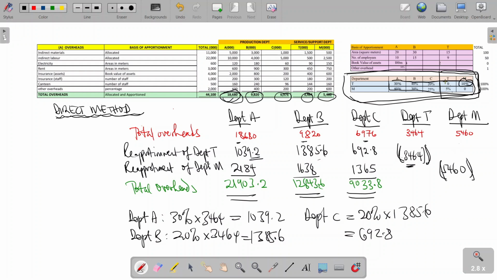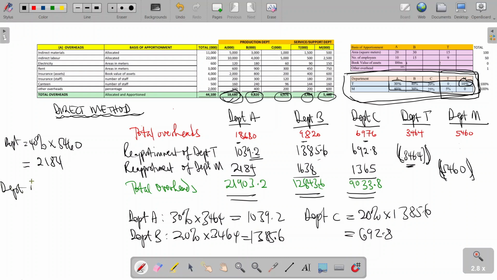Okay. So when you come to Department M, which is 5460, we are going to use the same approach. For Department A, we are going to have 40% times 5460, and that is going to give us 2184.